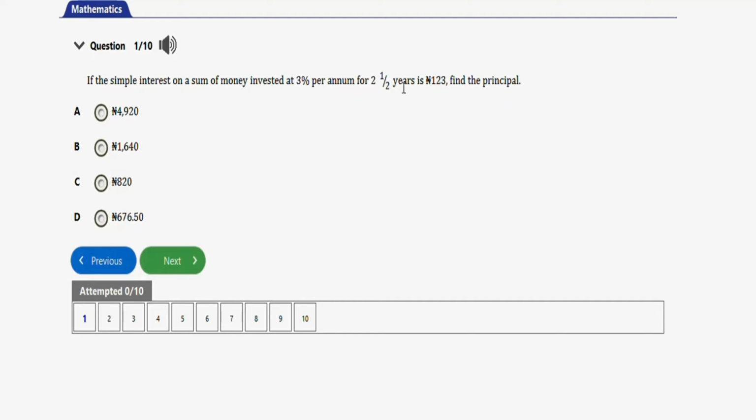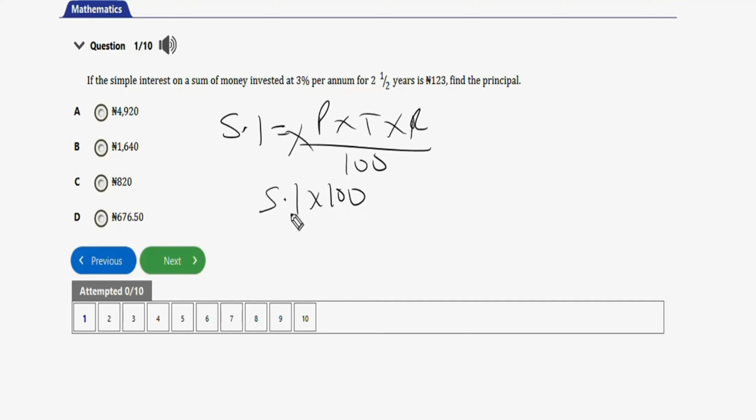The first question says, if a simple interest on a sum of money invested at 3% per annum for 2.5 years is 123 naira, find the principal. This question is actually very simple. You know that the formula for simple interest equals principal times time times rate over 100. From this formula you can deduce the formula for principal. When you cross multiply, simple interest times 100 equals PTR. So divide both sides by TR. Your principal now will be this formula.